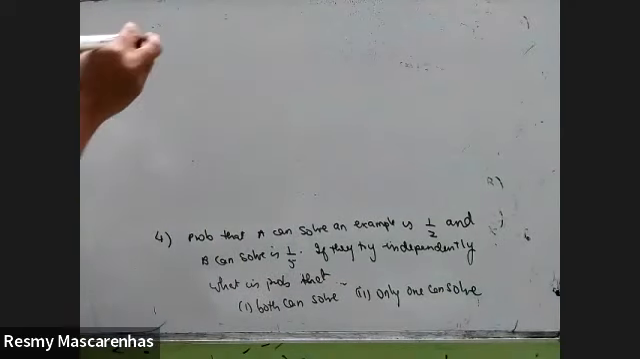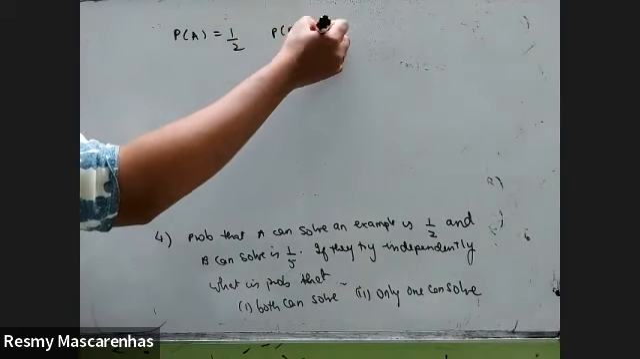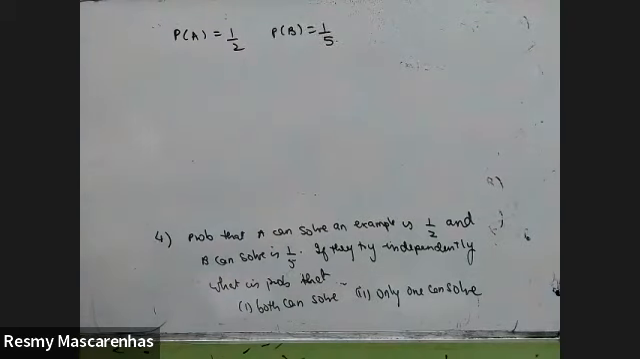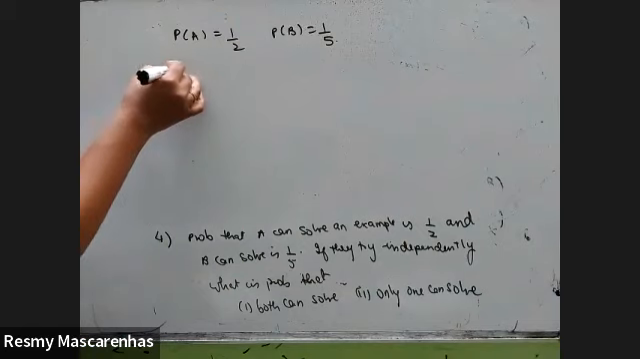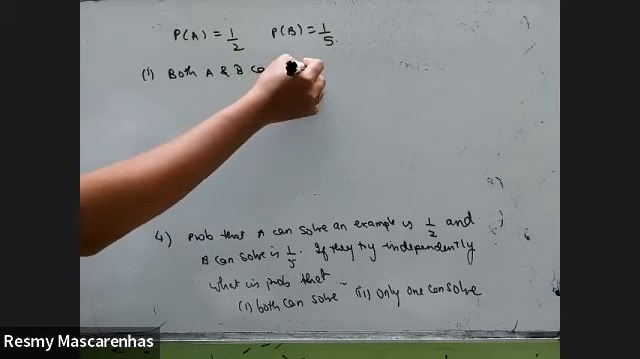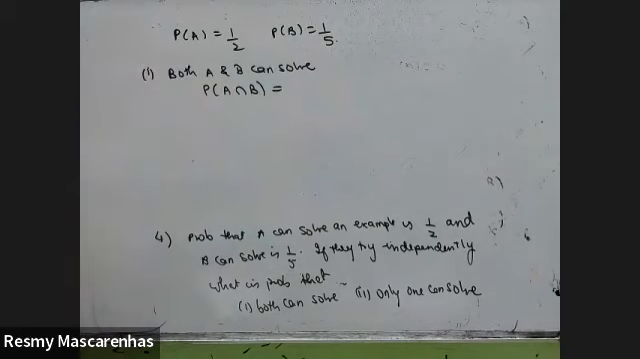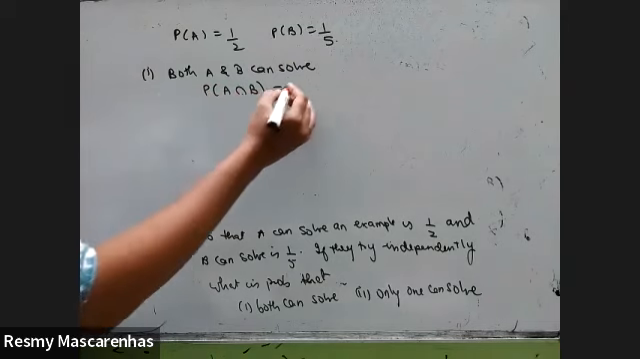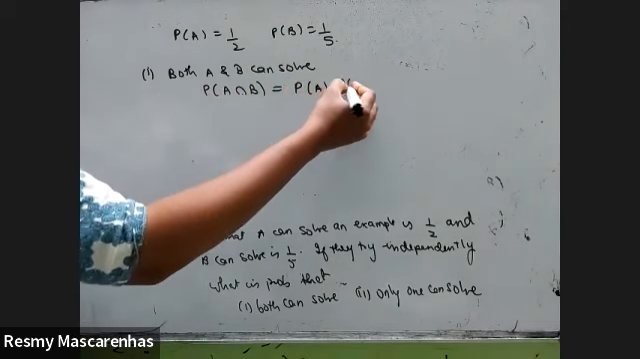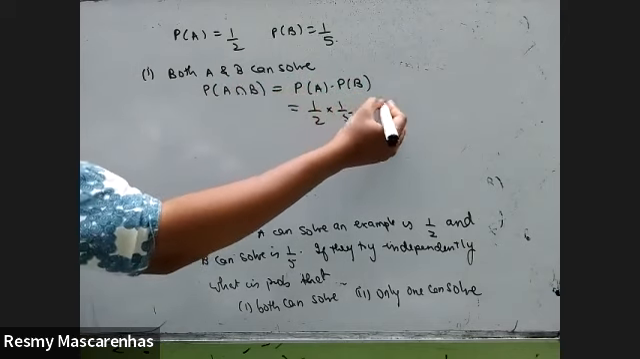So probability that A can solve, P of A is given as half, P of B is given as 1 by 5. The first one, both can solve means both A and B can solve. So both of them are trying independently, so it is independent event. A and B means intersection. So straight away P of A into P of B. This will be 1 by 10.